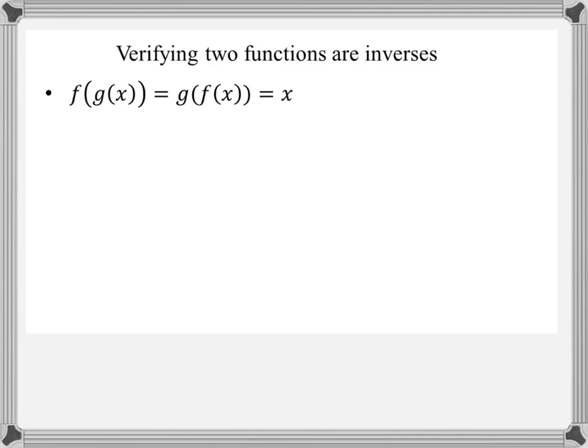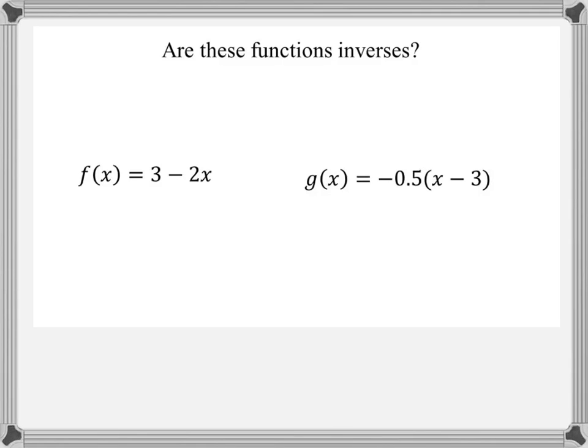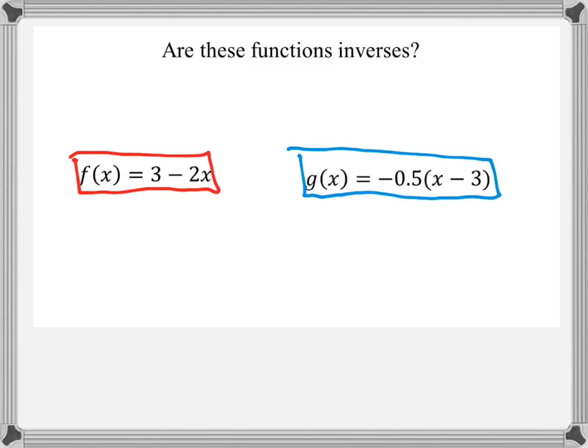Okay, at the end of the last section, we looked at composition, and we looked to see what happened when f of g of x and g of f of x equaled x, and I had said that that would indicate that they are inverses. So that is a way to check to see if we have inverse functions. So let's try that using f of x equal to 3 minus 2x and g of x equal to -0.5 times x minus 3. I'm going to use red for my f of x function. I'm going to use blue for my g of x function.